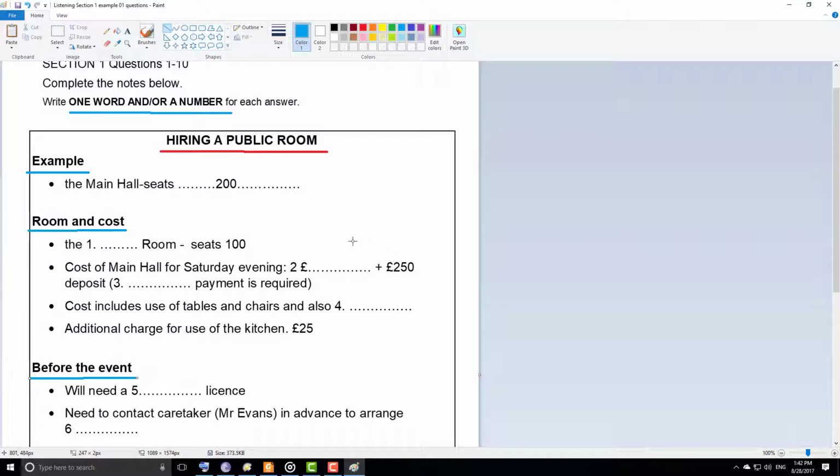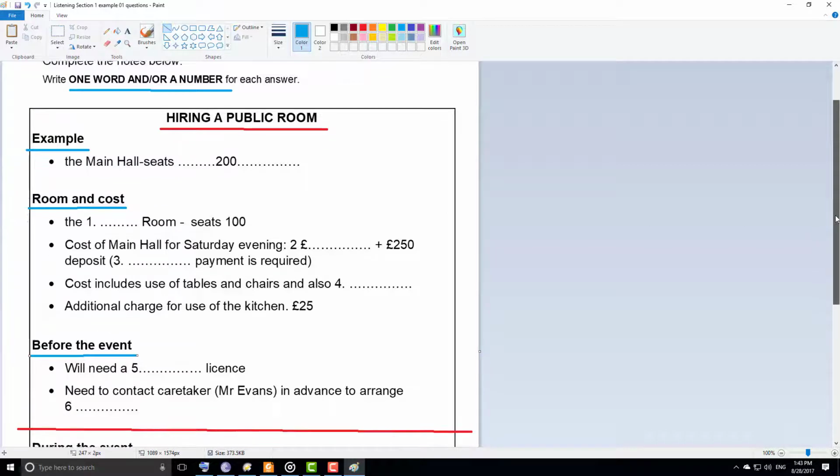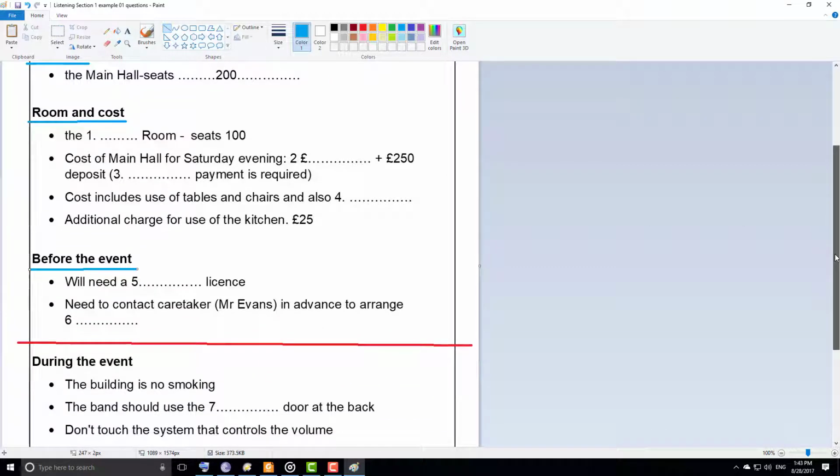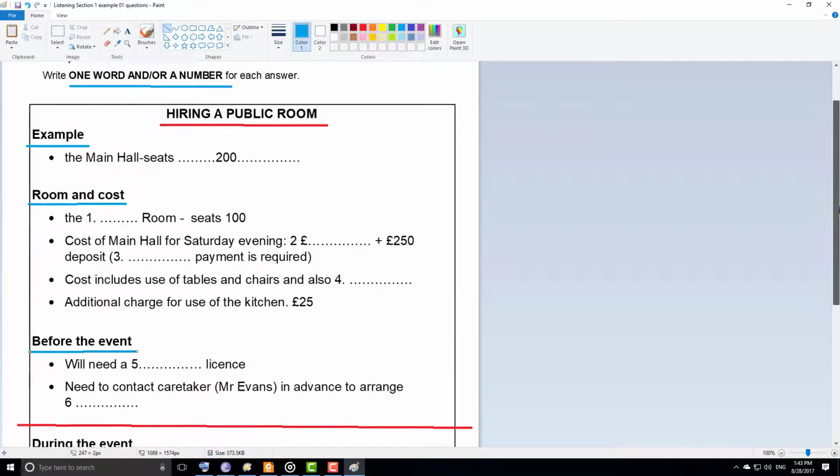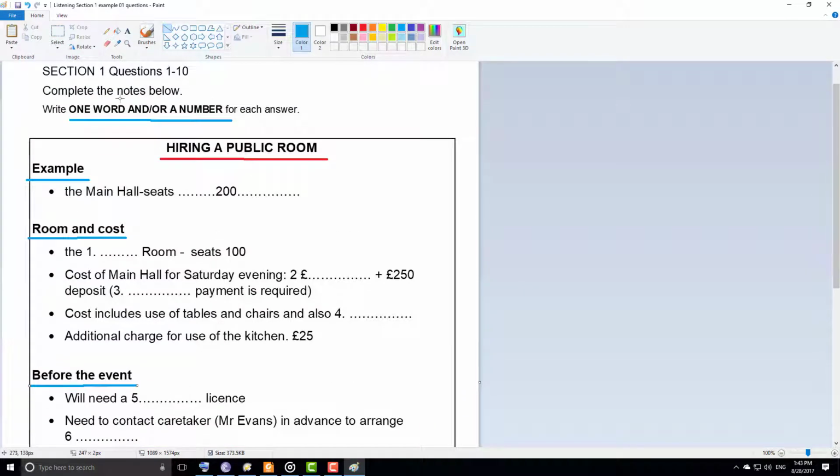Now, this is a very typical question of section 1, note completion, where you just have to fill in the missing words. Very common question in section 1. Now, what you need to do in the 30 seconds you have when you can look at the question sheet before the recording starts is to predict the answers. So let's have a look at what's going on here in question 1, for example.